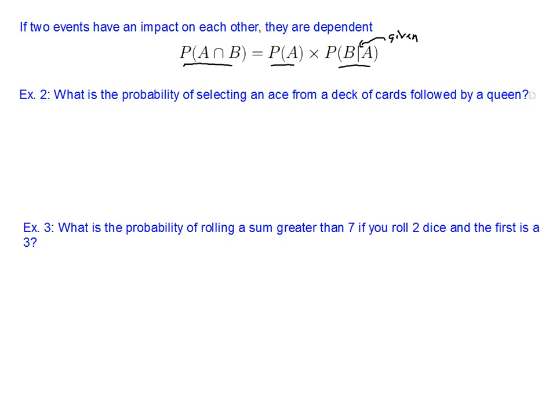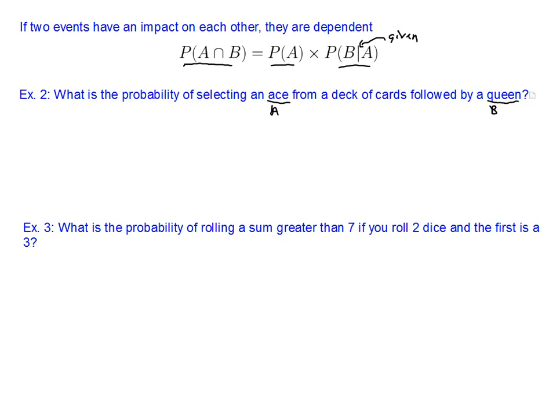So here's an example. What is the probability of selecting an ace from a deck of cards followed by a queen? So you pull out an ace, then pull out another card, and have it be a queen. The result for pulling the queen is going to be different from the ace because you've already pulled one card out of the deck. So let's walk through this and see what happens. We want to know the probability of pulling an ace and a queen. So we'll make the ace event A and the queen event B.